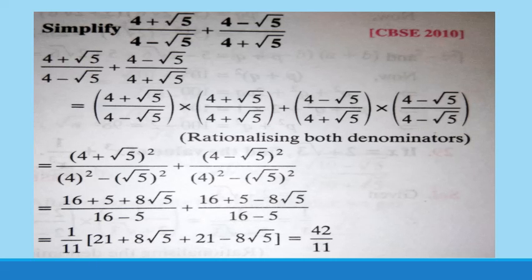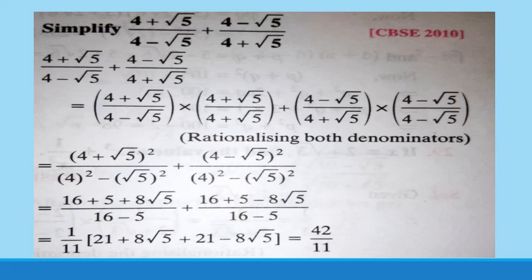Now see here, again it is a combination of two terms. So 4 plus root 5 upon 4 minus root 5 plus 4 minus root 5 upon 4 plus root 5. Now we will take the two terms and solve them as we are solving two questions. So first, the conjugate of the denominator is 4 plus root 5. So the first term is multiplied and divided by 4 plus root 5. Second denominator is 4 plus root 5. So the second term is multiplied and divided by its conjugate, that is 4 minus root 5.